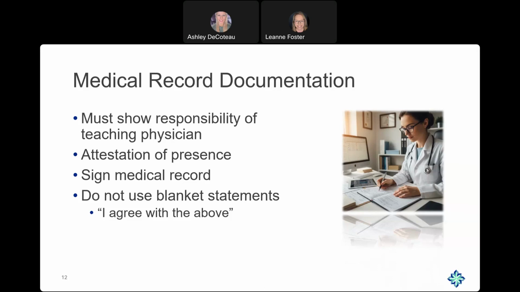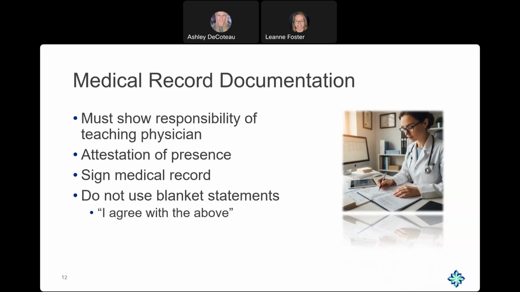We had a pre-submitted question which asked, what is the teaching physician required to document on the resident's note? When the resident is providing the service, the medical record must show that the teaching physician was present for the service. Again, this can be an attestation statement, and it can be done by the teaching physician, or could also be done by the resident or by nursing staff who were there at the time of that service. The teaching physician must also sign the resident's medical record.